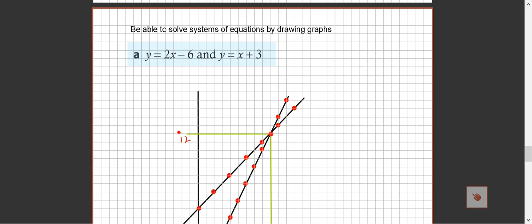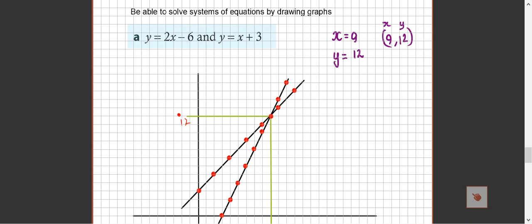What are my solutions? My solutions are at x equals 9, y equals 12. Same thing. We could write 9, 12 as a coordinate, but I want x equals 9. That is all right because I know that it's x and y in coordinates. Just saying 9 and 12 or 12 and 9 doesn't tell me which number is supposed to go with which. Okay, so there you go. There's the solution to the first one.